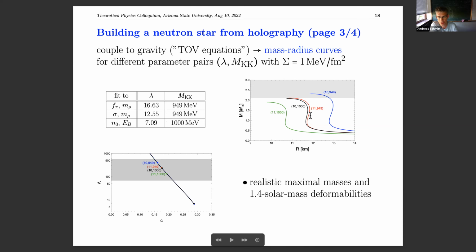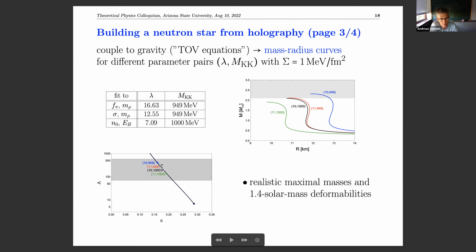I'll get to the radius as well, but we'll see the radius also fulfills astrophysical constraints. I can also look at the tidal deformability. That's an observable that we can extract from the neutron star merger that we observed by gravitational waves. Again, the band is the observations, just using a sharp cutoff for some confidence interval given in the observational paper.